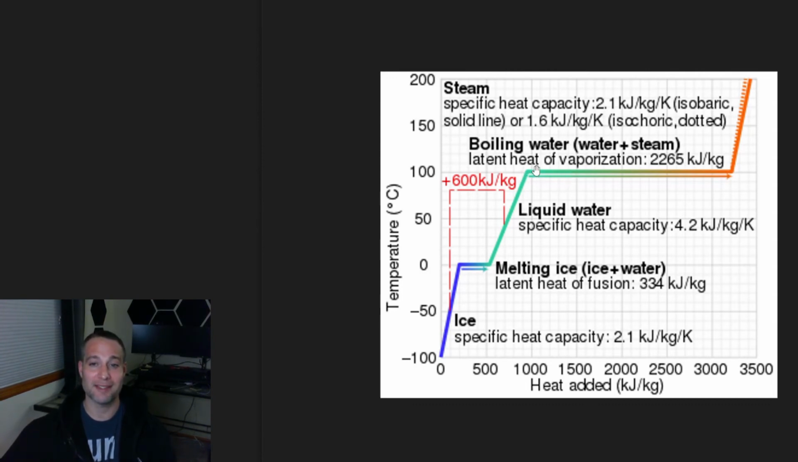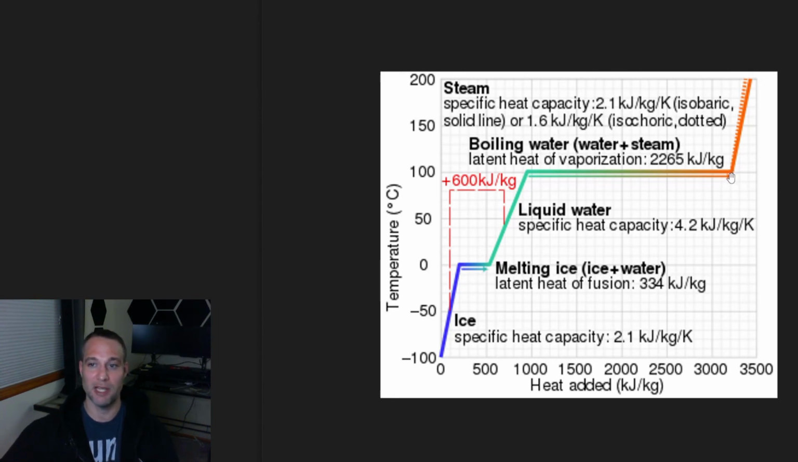And you'll notice, by the way, that this latent heat of vaporization is much larger in magnitude than the latent heat of fusion. It's about 7 times larger. So where it was 334 kilojoules per kilogram or joules per gram, they mean the same thing. Now we have 2,265 kilojoules per kilogram or joules per gram. So it takes a lot more energy to change the state of water from liquid to gas than it does from solid to liquid.